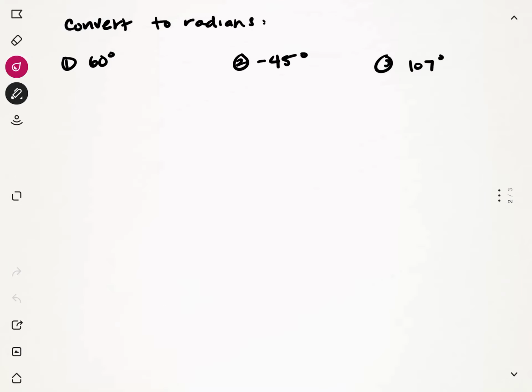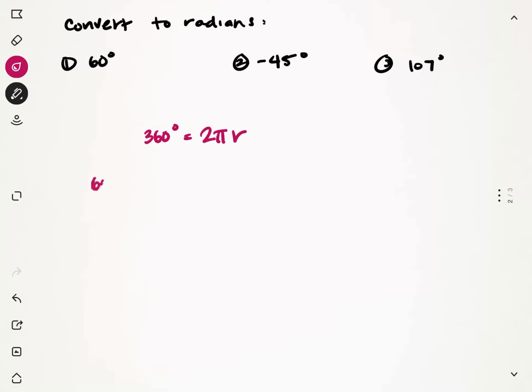Alright, so our first task is asking us to convert to radians. So what we need to remember is that 360 degrees is the same thing as 2 pi radians. If you've done chemistry before and you remember stoichiometry, what you're trying to do is cancel the current units to convert to another unit.